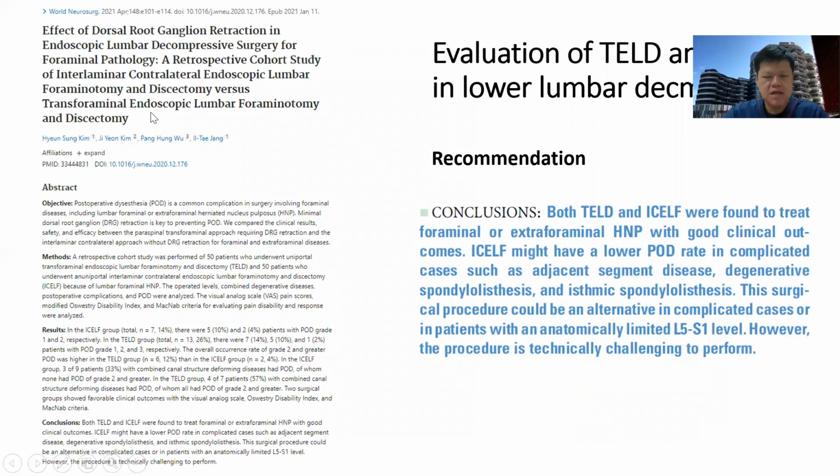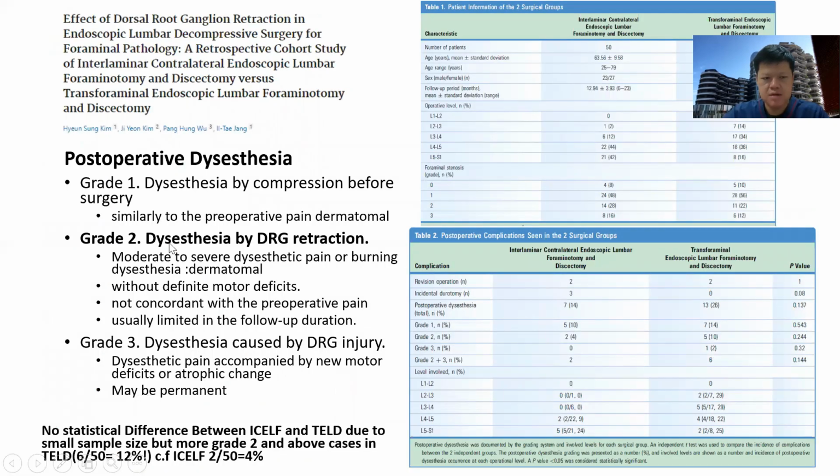With the study that we have done with my group, Professor Hyun Kim, Jim Kim, and Professor Itae Zhang, we felt that both DLD and ICELF do contribute to post-op dysesthesia. However, we find that the higher grade post-op dysesthesia, meaning grade 2 or grade 3, where essentially there is some sort of dorsal root ganglion, either neuropraxia or true injury, is higher in the transforaminal group. Although there's no statistical difference between the two groups, we can see a clinical difference of up to 12% in the transforaminal group as compared to the interlaminar contralateral group.